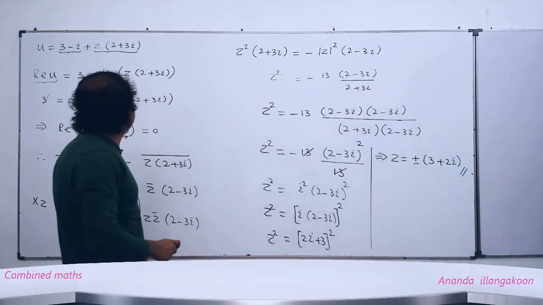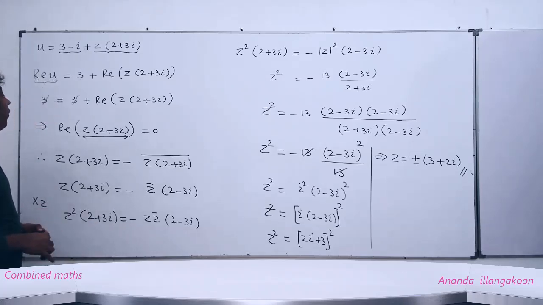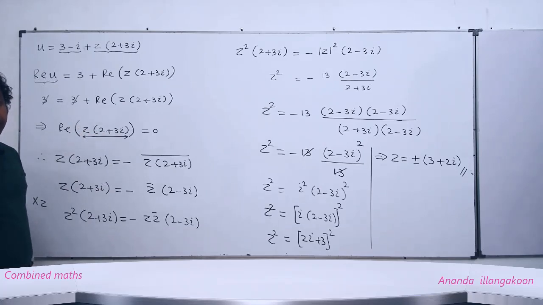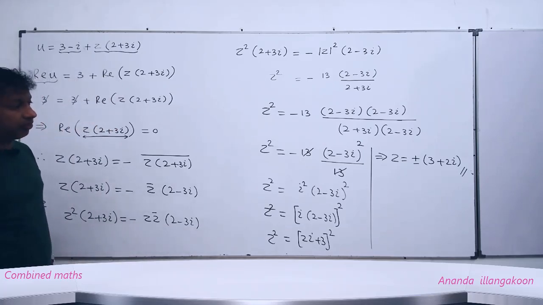People, we can have another method. That method also you can use. What is that, people? We take z as x plus iy, then multiply these two, then we equate the real part to 0. Thereby taking two equations, finding x and y, you can take the same answer, but that method, I think, is a little bit longer than this.